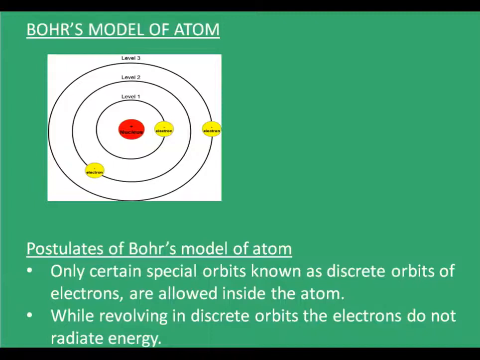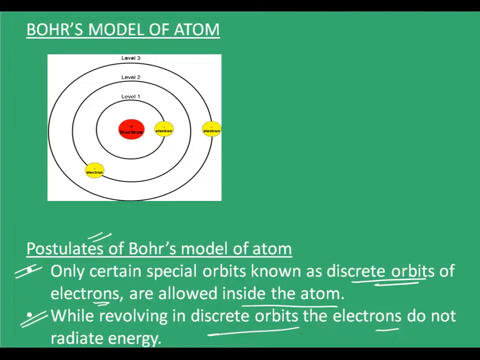Bohr's model of atom had some postulates. The first was only certain special orbits, known as the discrete orbits, of electrons are allowed inside the atom. While revolving in discrete orbits, the electrons do not radiate energy and hence they won't fall into the nucleus, making matter volatile or unstable.